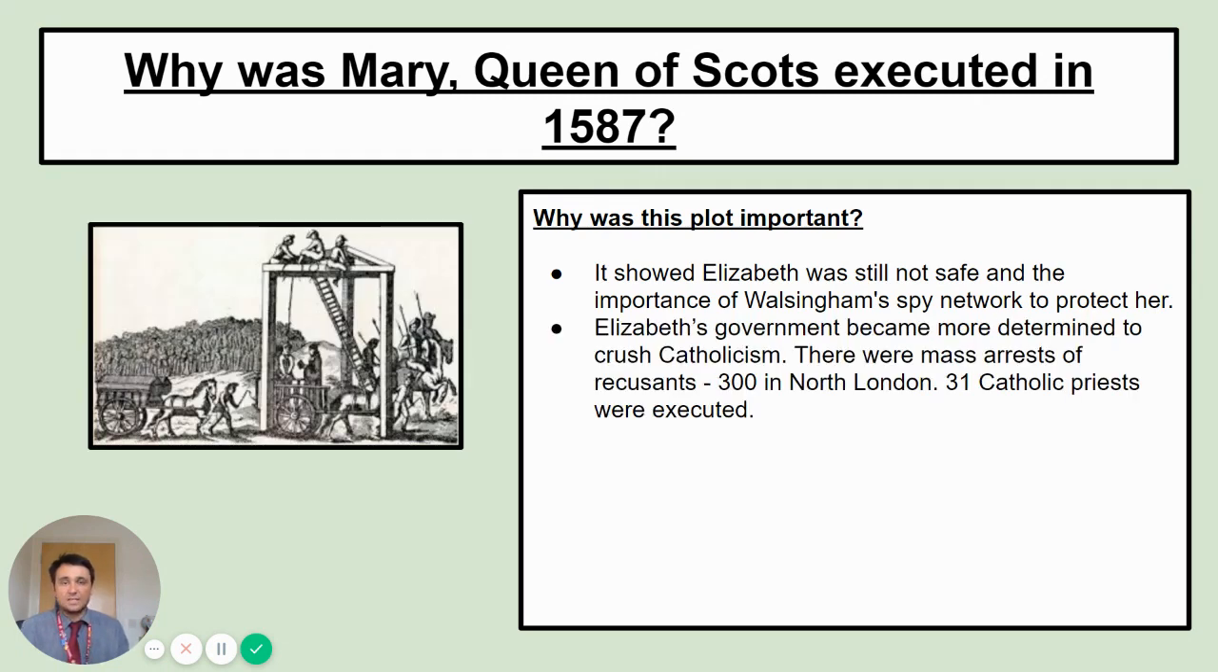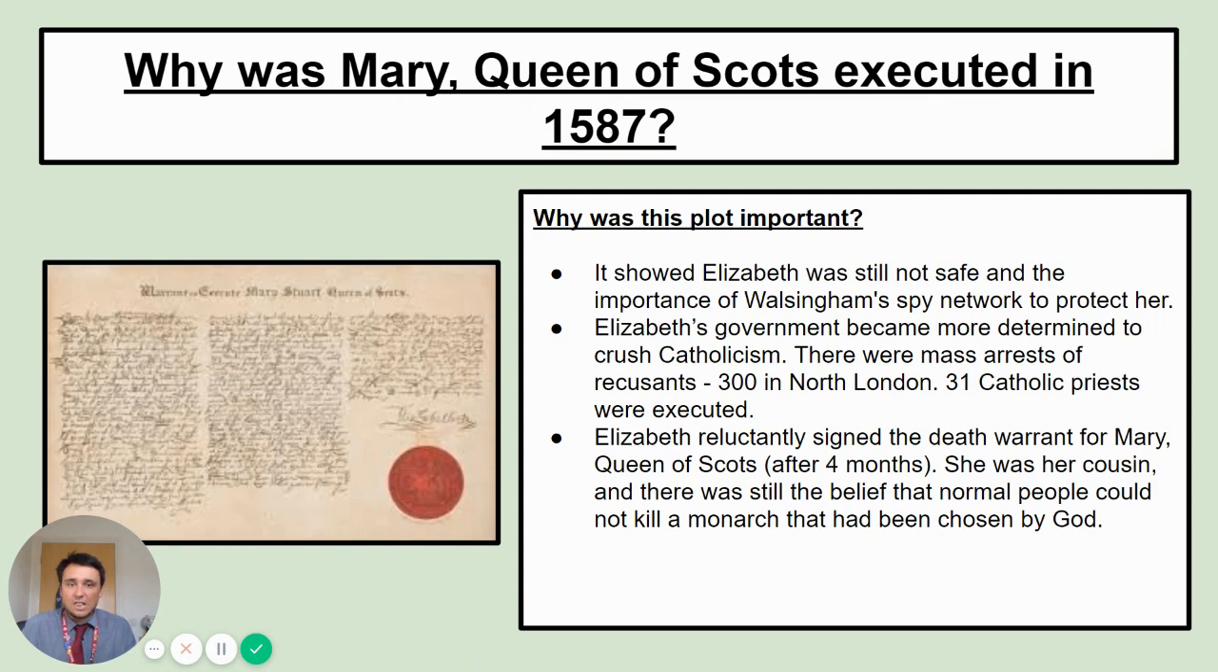Elizabeth's government realised that the Catholics were going to be a problem. They had tried to ignore the Catholics. They had tried to turn a blind eye. They didn't care in 1559 if the Catholics went to church or not. But now they were going to have to be more harsh. There were mass arrests of recusants, people who refused to go to the church services. 300 in North London alone. 31 Catholic priests were executed.